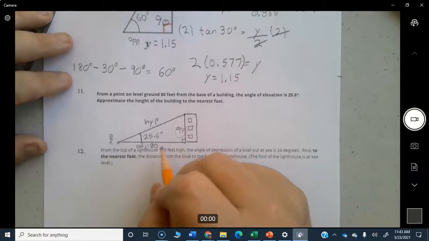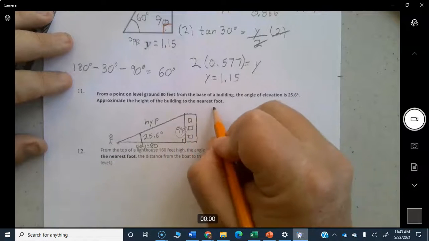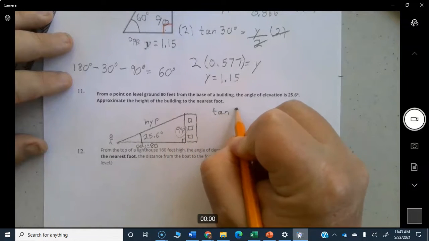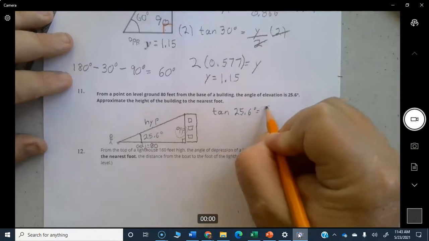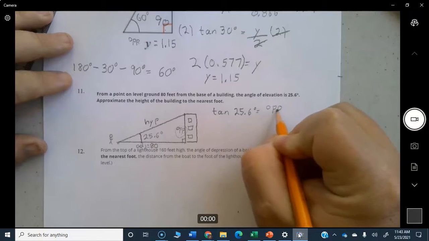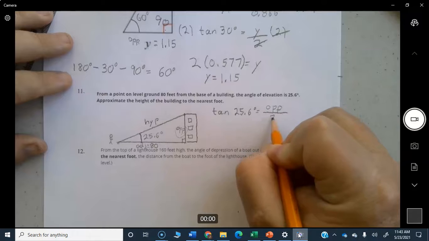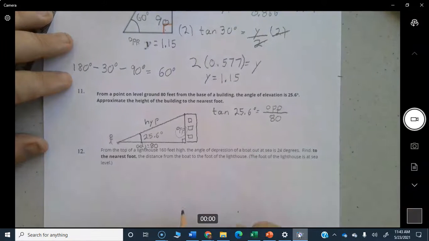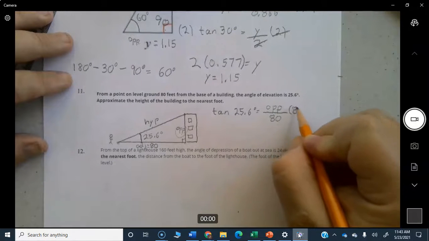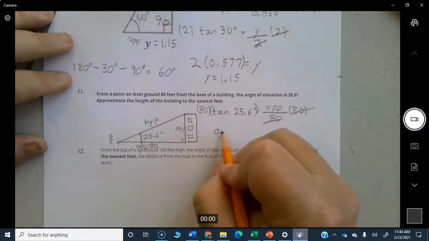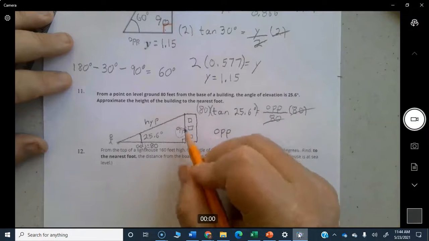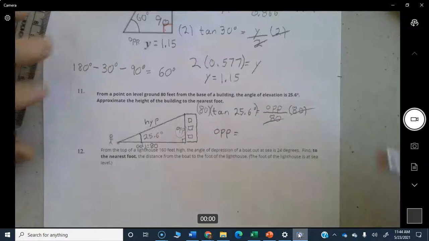Okay, just go back to your front page there. So what you're saying is the tangent of 25.6 degrees equals opposite over adjacent, which is 80. Multiply both sides by 80. These cancel, and so you have opposite, which is what our answer is going to be, the height of the building, equals tangent 25.6 times 80.